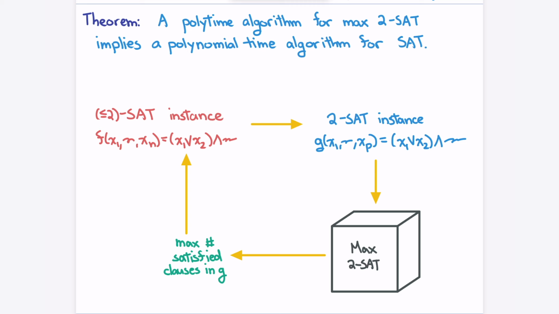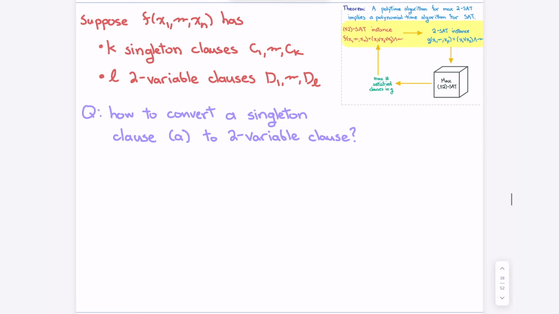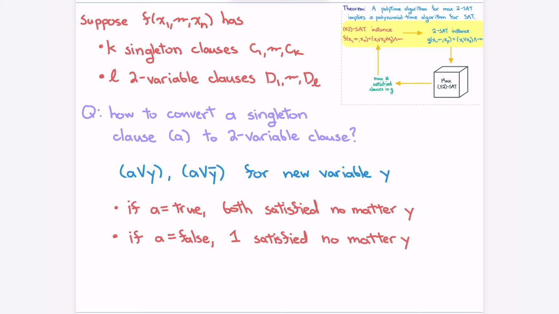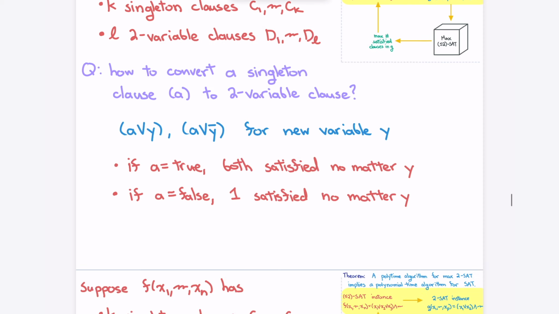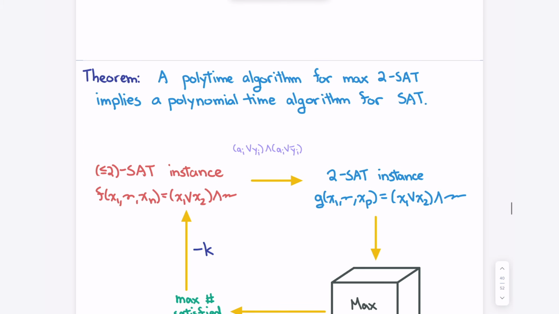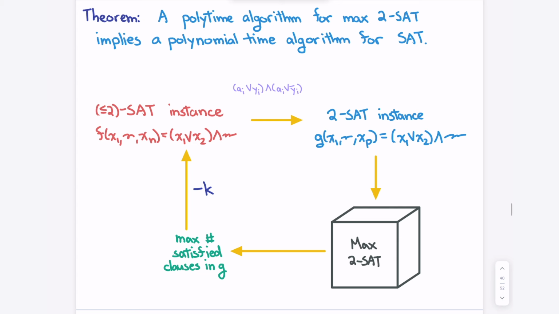Yeah, we did this the other day. Right, so how do we convert a singleton clause to 2 variables? Yeah, I'll just add some variable y. And I have a or y, a or not y. You can only get one of them, no matter what. Good. So that's it. We just add those extra variables like we did the other day.